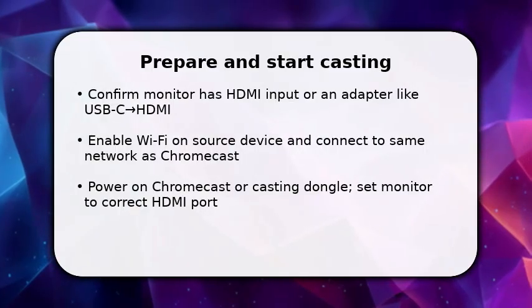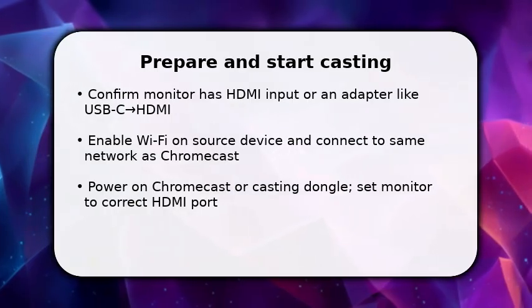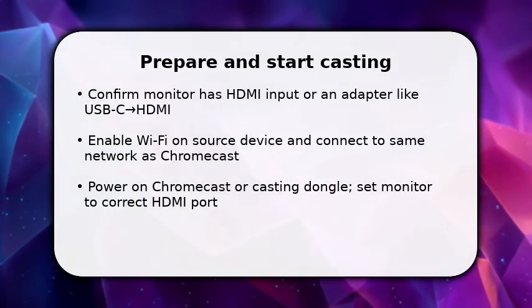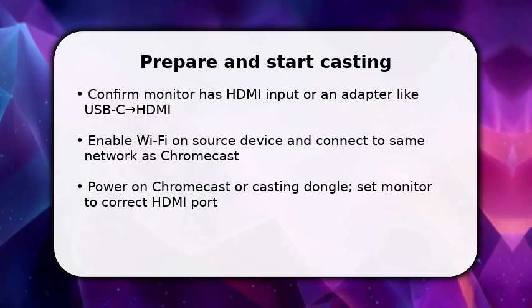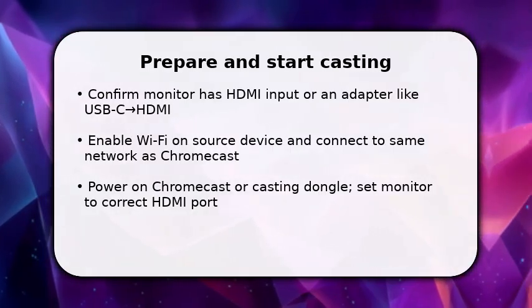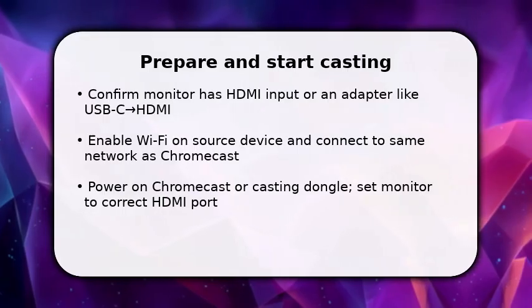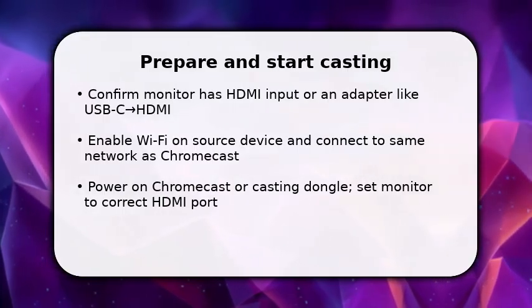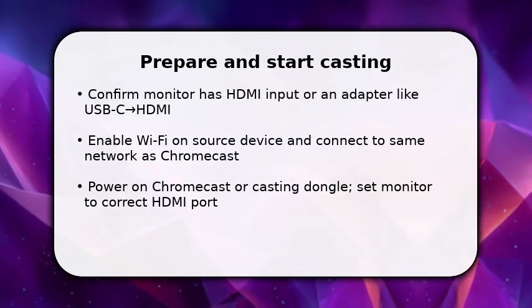You begin by checking essentials and initiating the cast. Plug the Chromecast or dongle into the monitor's HDMI and power it. Once powered, switch the monitor to that HDMI input. On your phone or laptop, enable Wi-Fi and join the same network as the Chromecast.